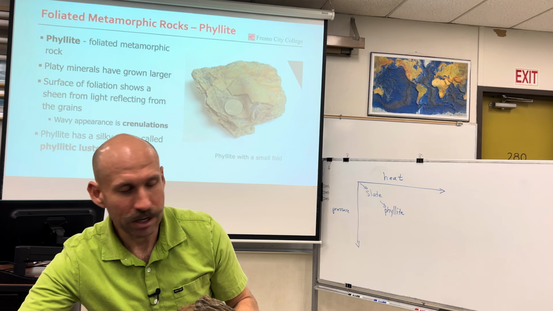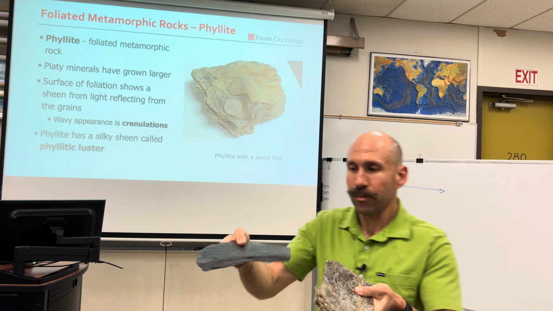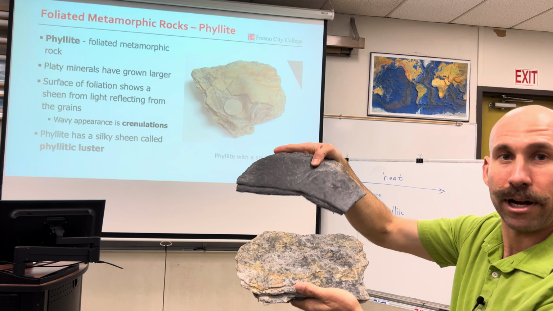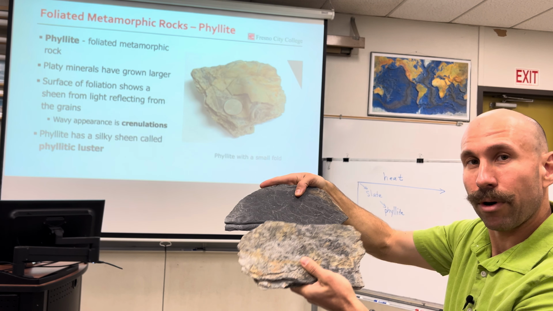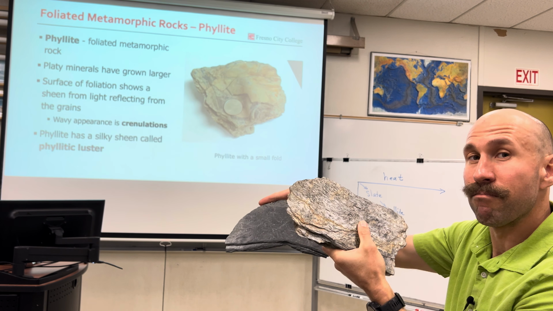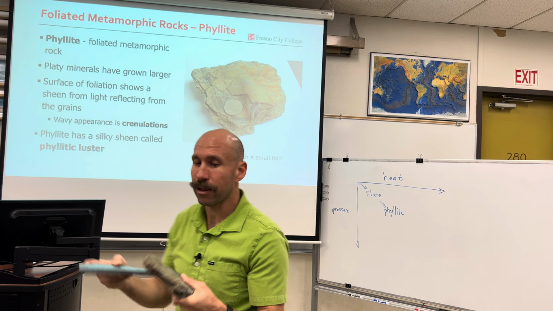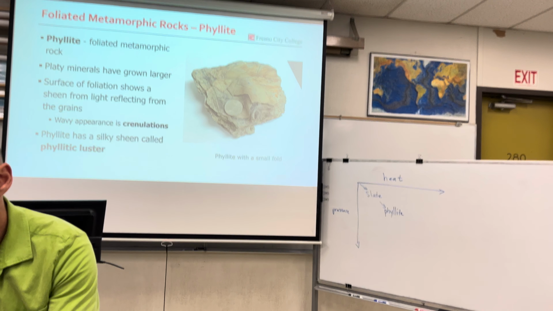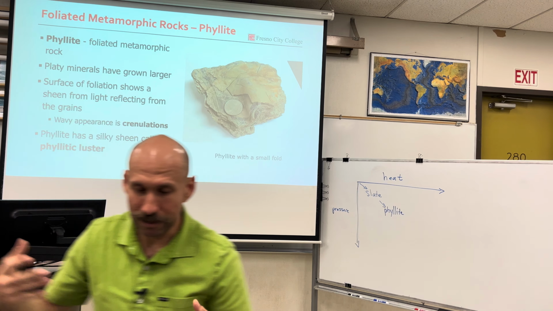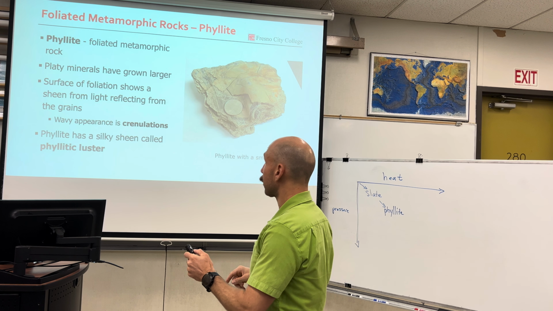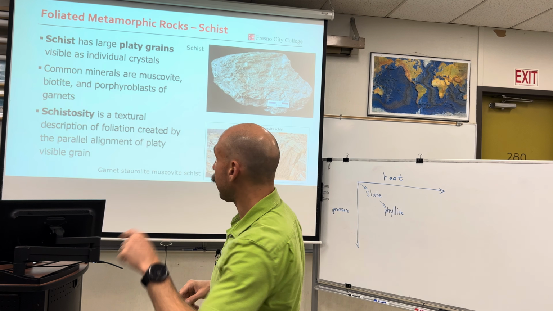But what we can see and what I want you to see is the difference between slate and phyllite. Slate is lower grade metamorphism. When you apply more heat, more pressure, you get more metamorphic change occurring to the protolith, which arises in different types of metamorphic rock. So phyllite is our second in this line.